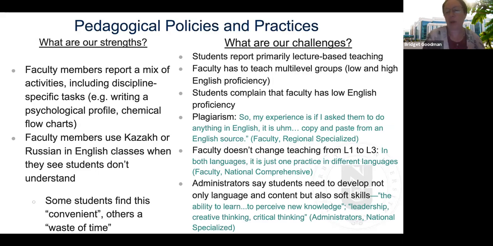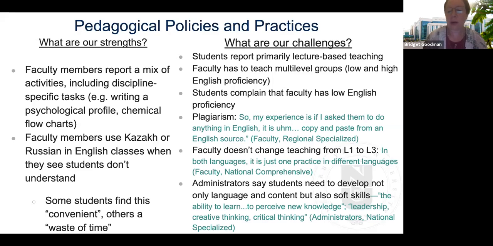They teach the same whether they're teaching in the first or the third language. As one professor said, it's just one practice in different languages. And some of them will just translate their slides. And if we look at literature on CLIL and other literature on teaching in a second or third or foreign language, there are ways to scaffold the learning and make adjustments, particularly for students with lower levels of proficiency, to make it more comprehensible.